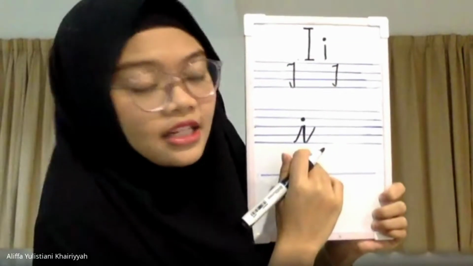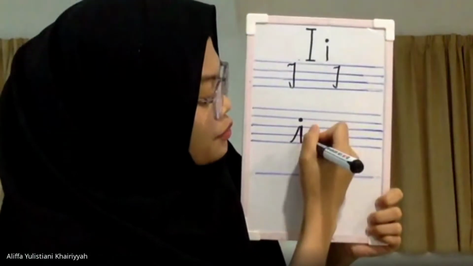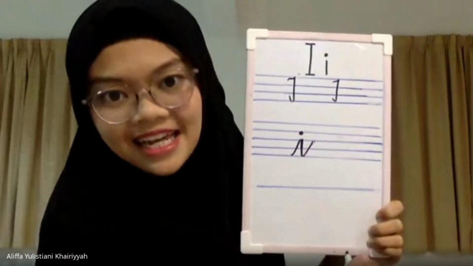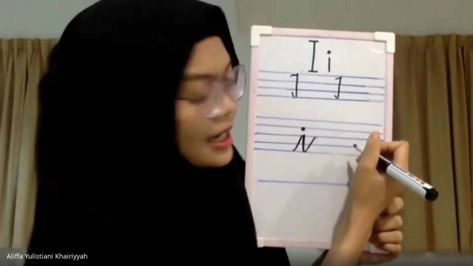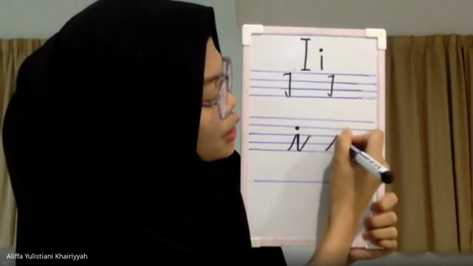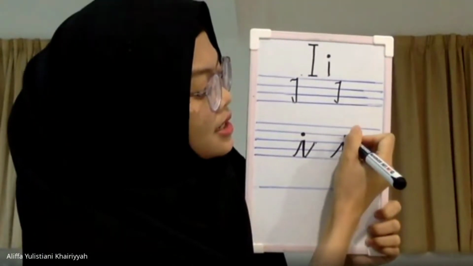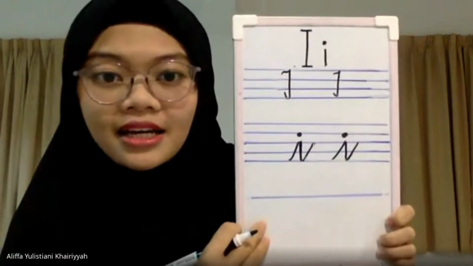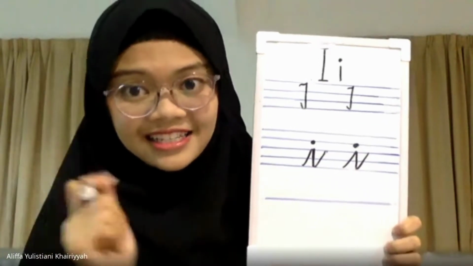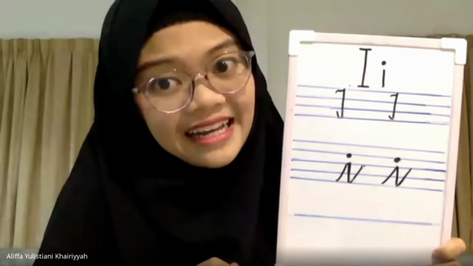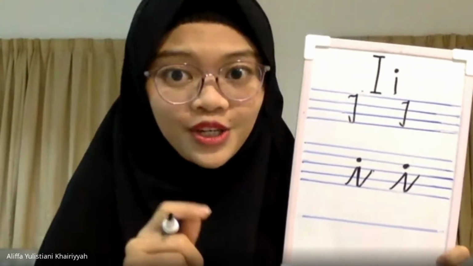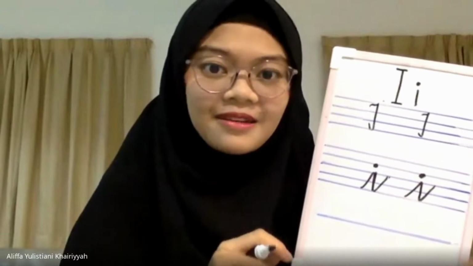Yes, I. Because we will connect to another letter, so we make the line like this. Yes, good. Again, 1, 2, 3. It's very nice, kids. It's easy, right? So the next letter is U. Let's go to the next letter. So the next letter is U. Yes, true.